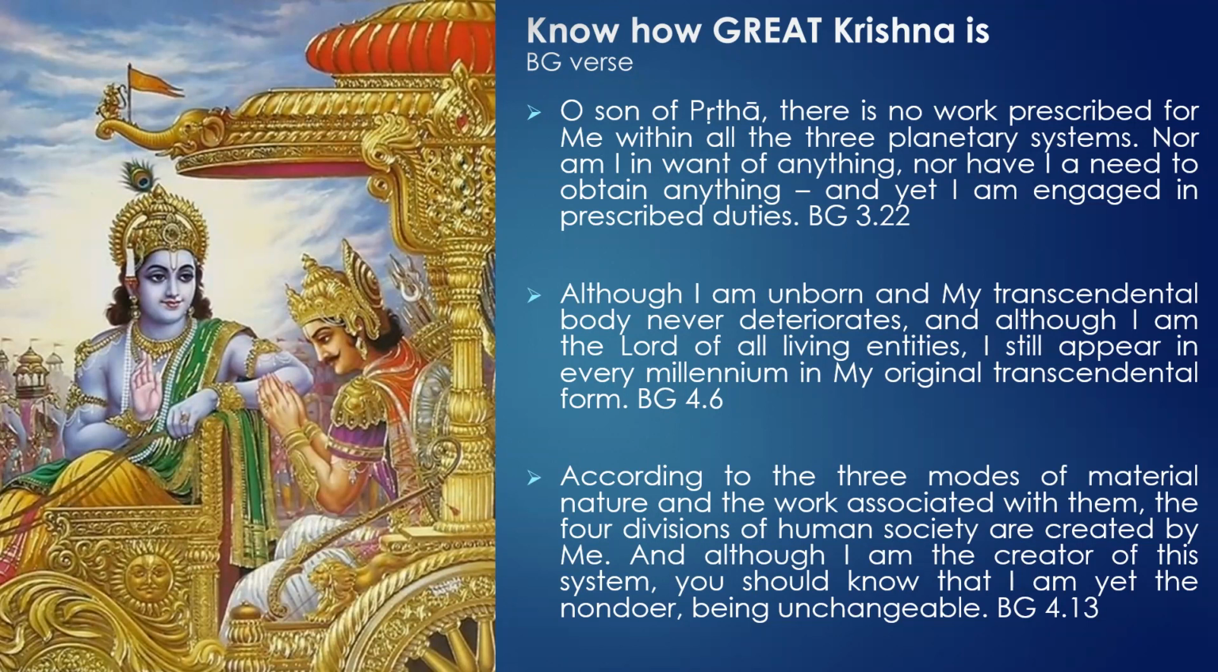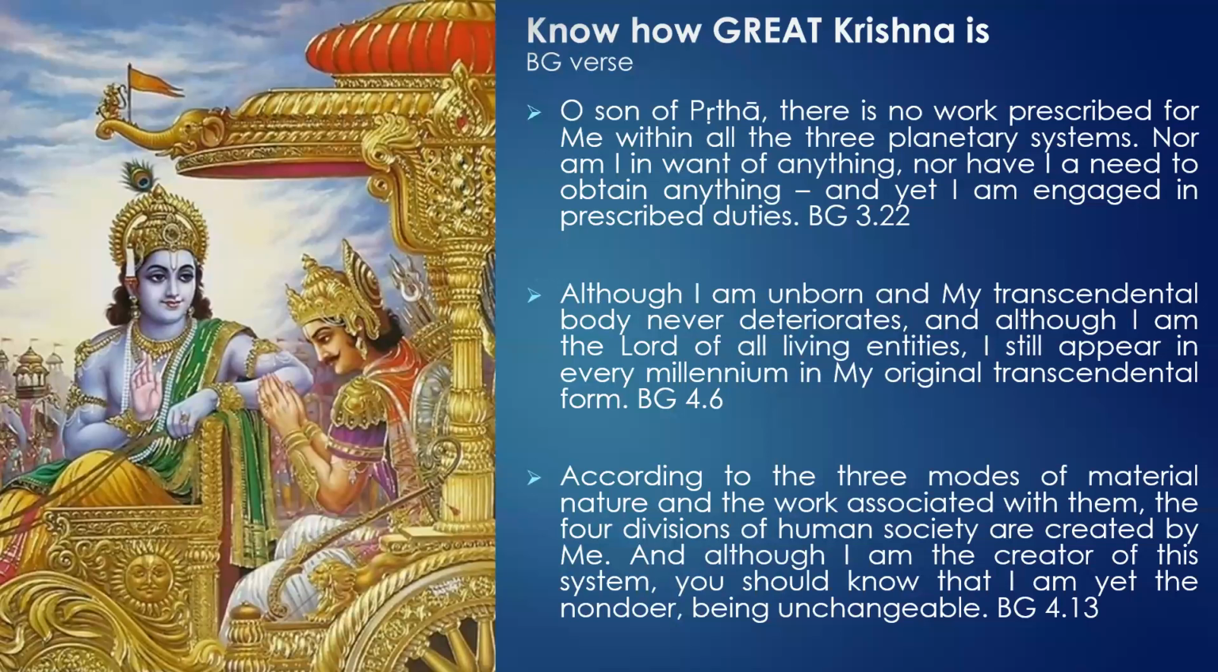Prabhuji, I think it is C and M both. I also think this is C and M. Yeah, please give reasons. Why C, why M? C, because definitely, as it's written, he is the creator of all the four divisions. And why M? Because you should know that I'm yet a non-doer, being unchangeable, which means he's always there at any point of time.